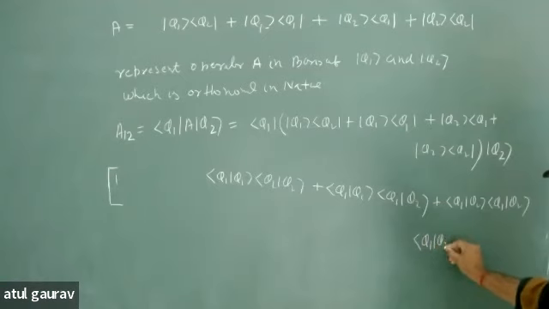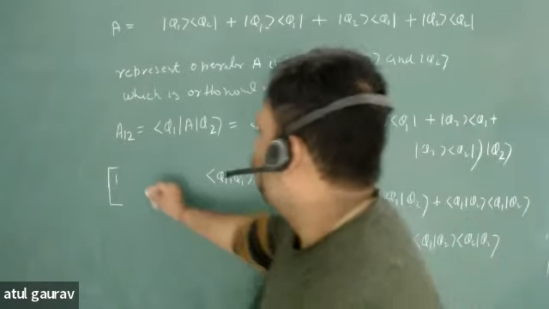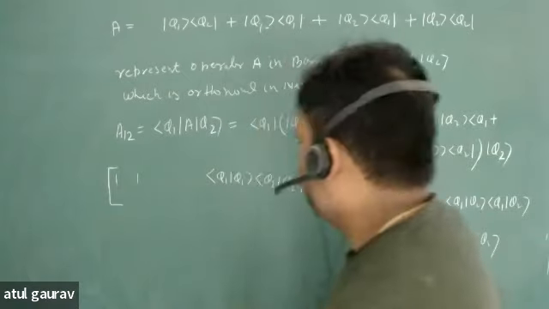What is the last term? Phi 1, phi 2, phi 2, phi 2. So which term is going to survive? First term. Only the first term is going to survive. All other terms are 0. So what is that value? That is 1. Okay?